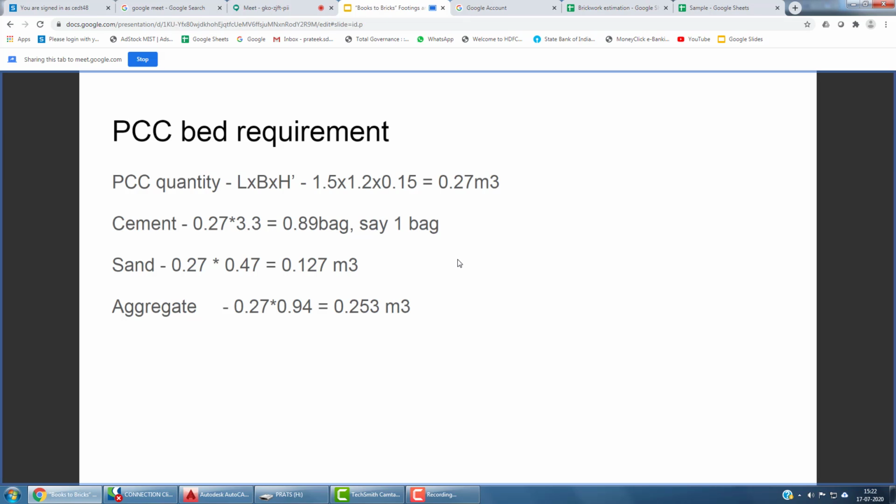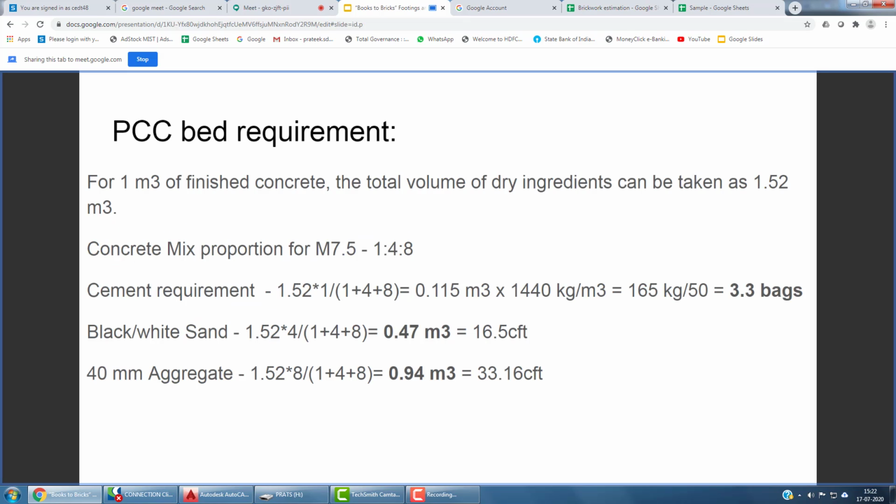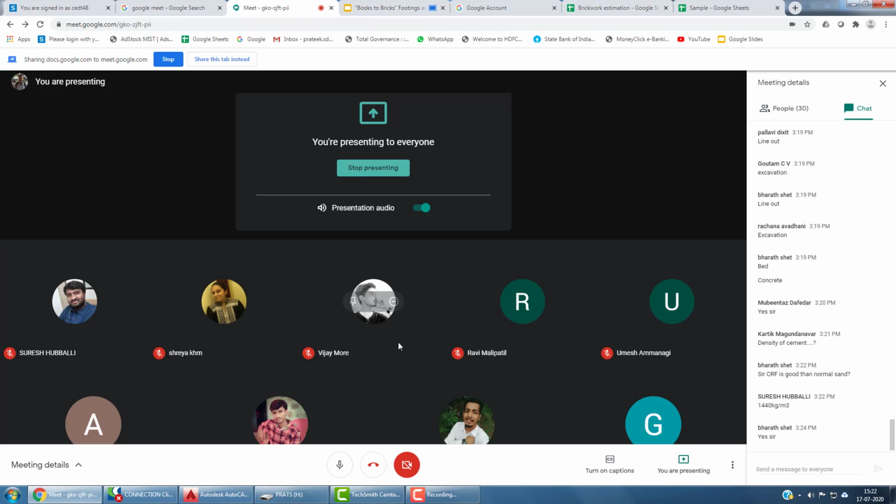So can you calculate PCC? Is it clear? Okay. Can you calculate quantity of PCC required for a footing size of 2 meter by 2.5 meter with a bed thickness of, let us say, 5 inch. Footing size I am repeating, 2 meter by 2.5 meter and bed thickness 5 inch. I want everybody to reply. Please calculate.